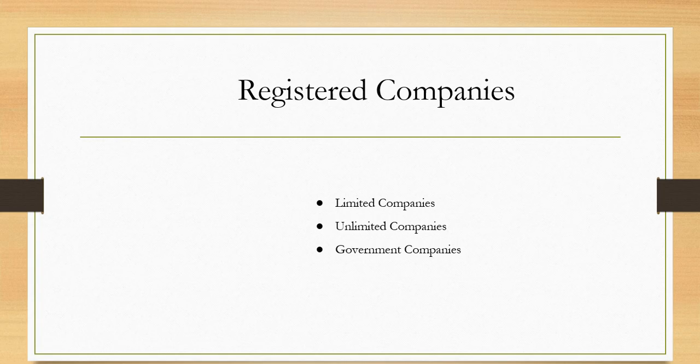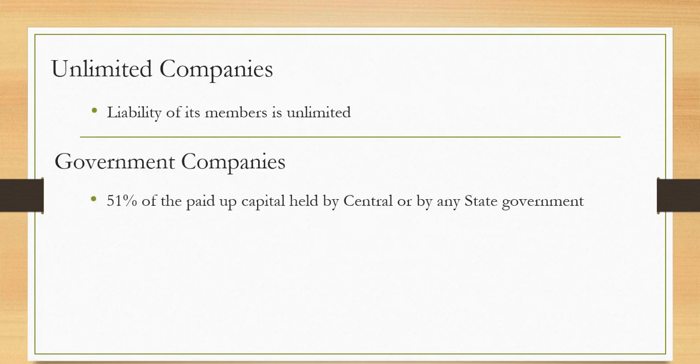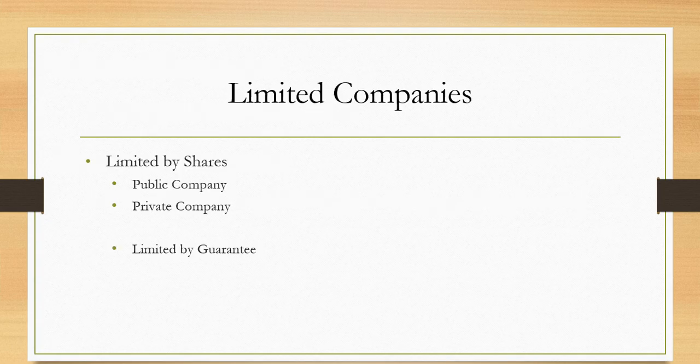Registered companies are divided as limited companies, unlimited companies, and government companies. Limited companies are the companies whose liabilities are limited by its members. Unlimited companies are the companies whose members' liability is unlimited. Government companies: where the state or central government owns 51% of the paid up capital, it is known as government company.